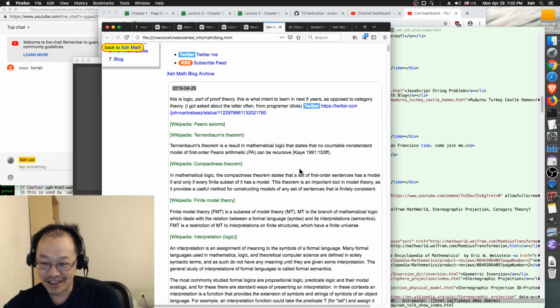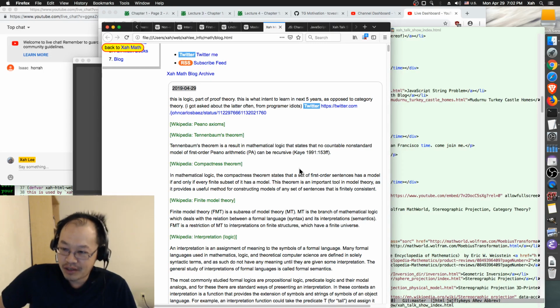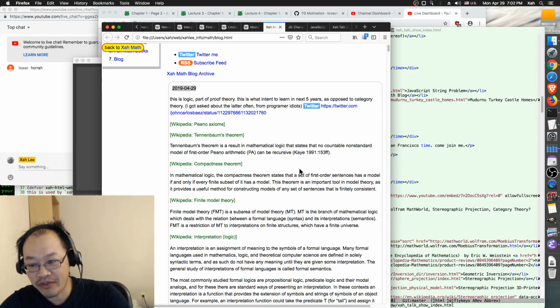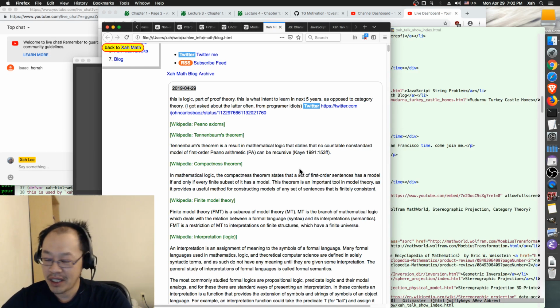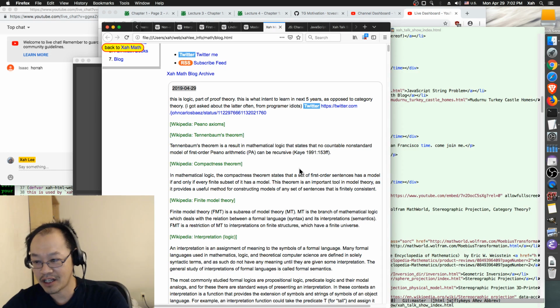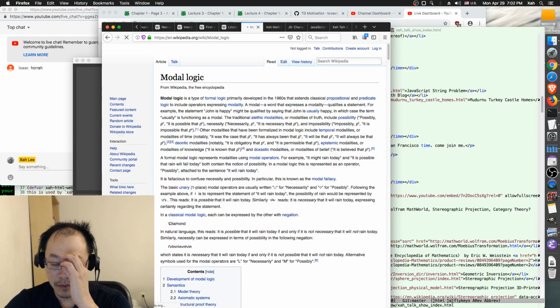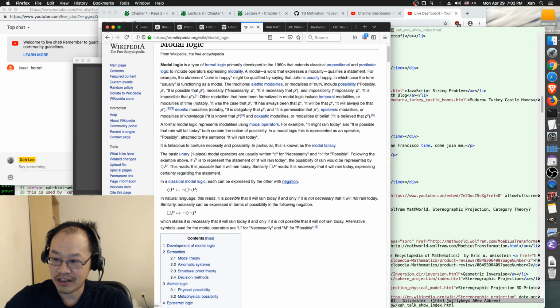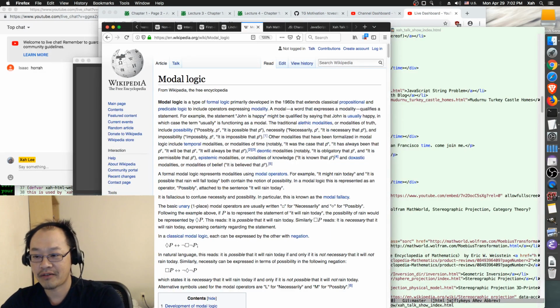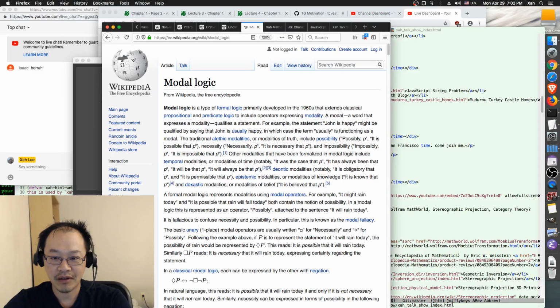But actually, I'm going to talk about something related to mathematical logic, the math logic branch, which is related to proof theory, model theory, category theory, logic, symbolic logic, predicate logic, first order logic. For example, let me show you some Wikipedia articles. So modal logic. Let's magnify. So we have modal logic.